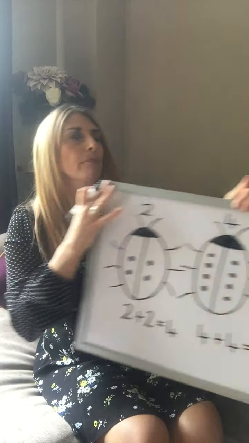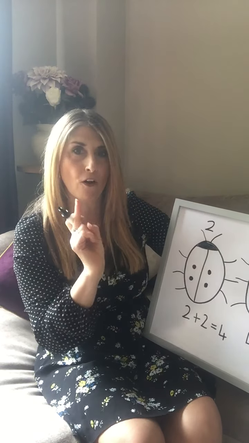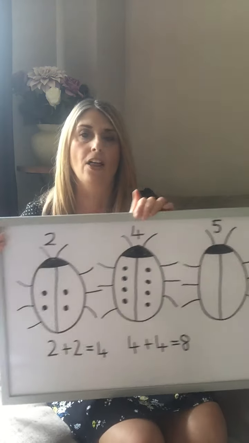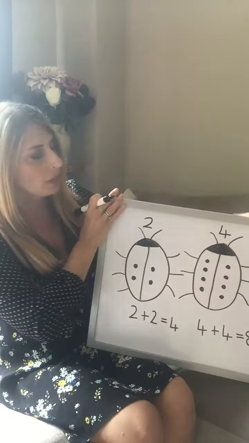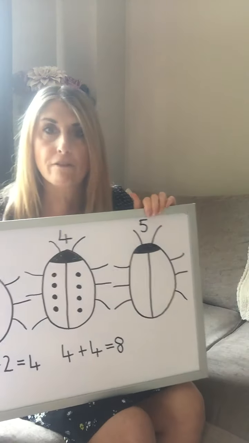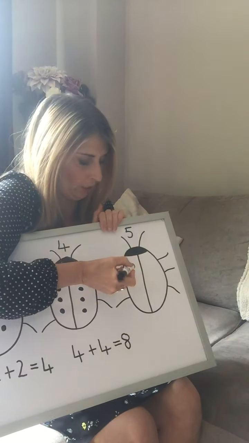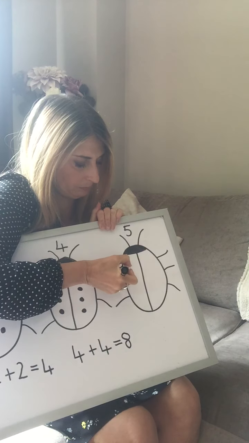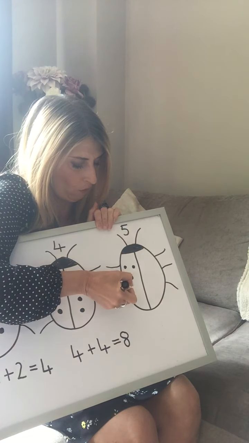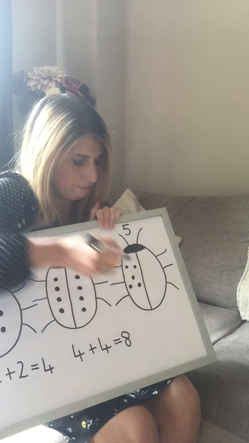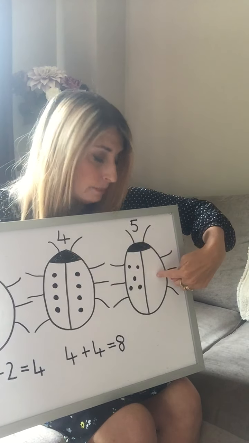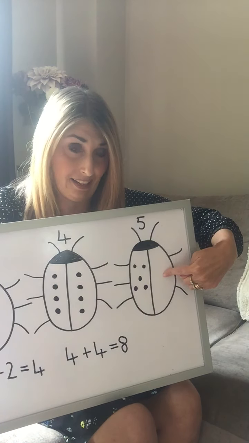Let's do another one. Let me do 5 this time. So I'm going to write 5 here because we are doubling that number. So on this side of the ladybird, we need to draw 5 spots. Okay, so 1, 2, 3, 4, 5. And as I've told you, we need to do the same amount again.